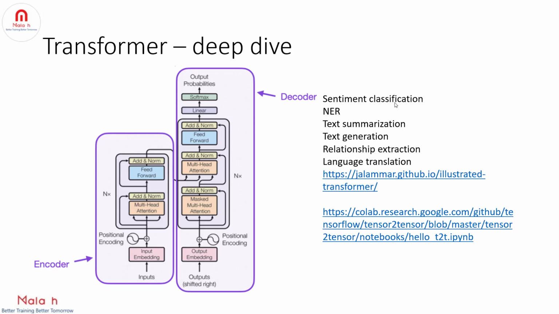So here you can just use the encoder model itself, right? Because you are not generating anything here. All you're trying to do is classify whether it is a positive sentiment or a negative sentiment, right? So in this case, you don't really need a decoder model. All you need is just the encoder model itself. For example, you can use BERT, as it is an encoder model, right? And another example is NER, meaning named entity recognition, right?